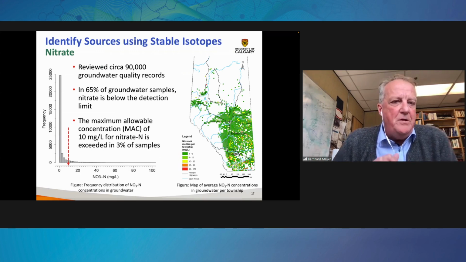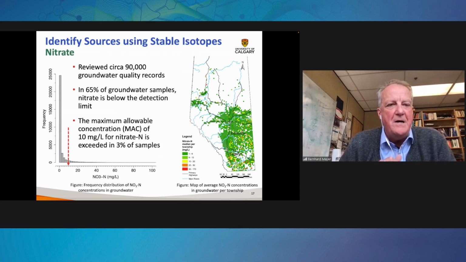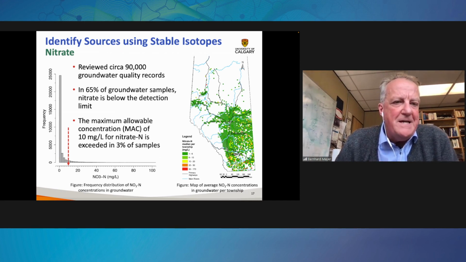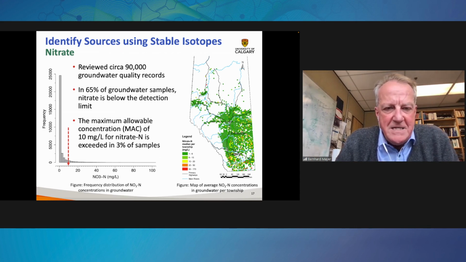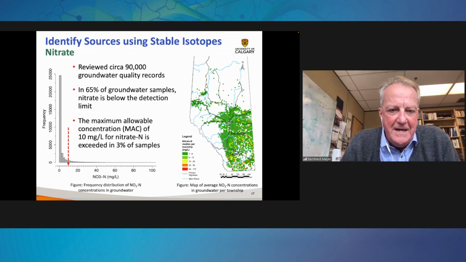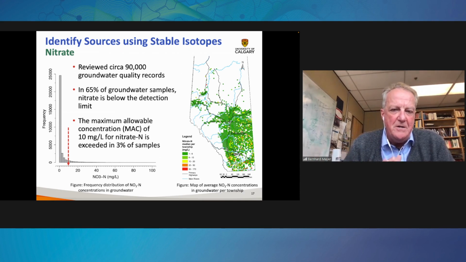Because of that, we reviewed our database for concentrations of nitrate in groundwater. We looked at 90,000 records, and we found that in 2/3 of the cases, nitrate was below the detection limit. Only in 3% of all the samples we looked at, we found the maximum allowable concentration higher than 10 milligrams nitrate N. And on the right-hand side, you see where these elevated nitrate concentrations predominantly occur.